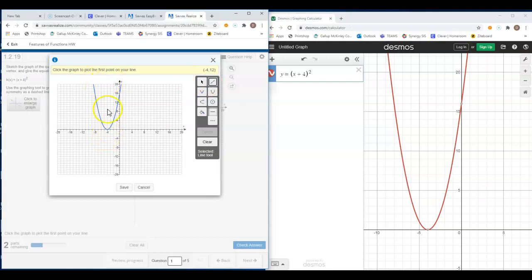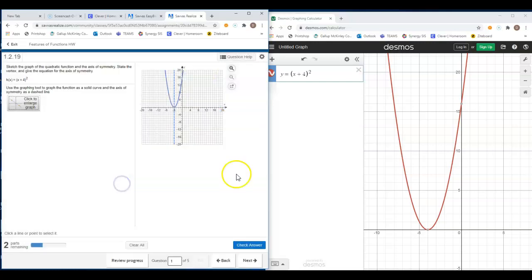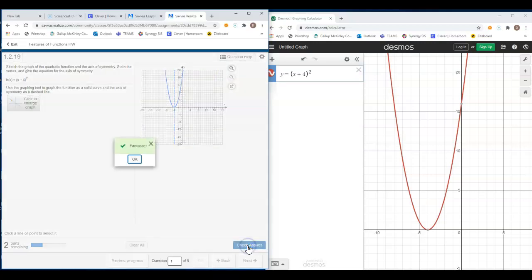Remember that the axis of symmetry goes through the vertex. So the first point on my line is going to be at -4, 0, and it's a vertical line, so it's just going to be a vertical line, and I want to make it dashed. I'm going to do dashed right there. Save. I would love to say that I did that on purpose, but I didn't. Check answer. Yay, now I got it right.